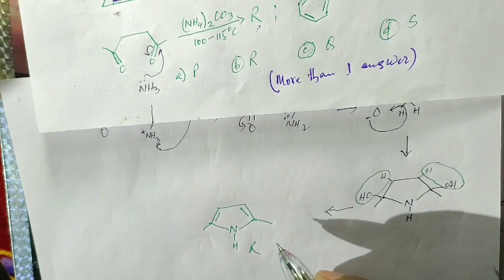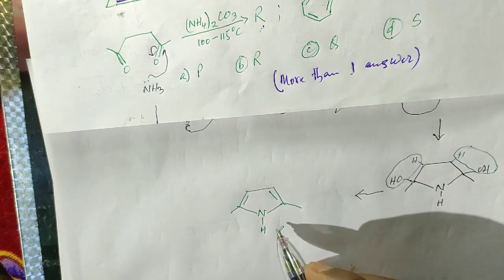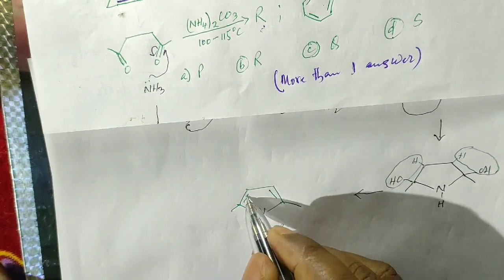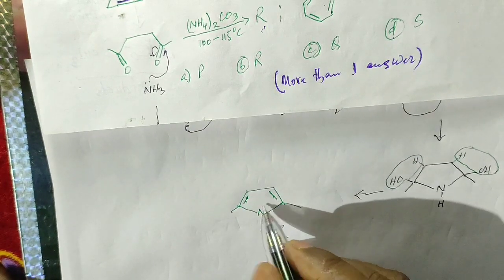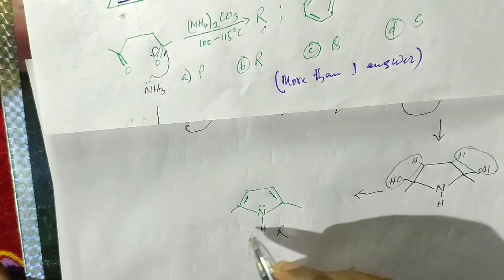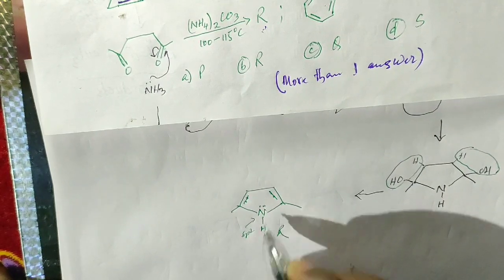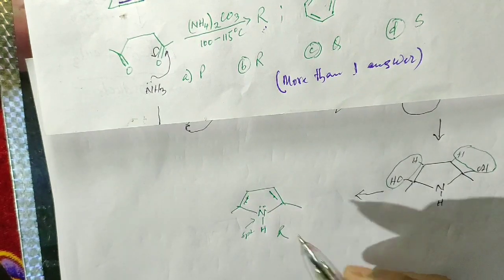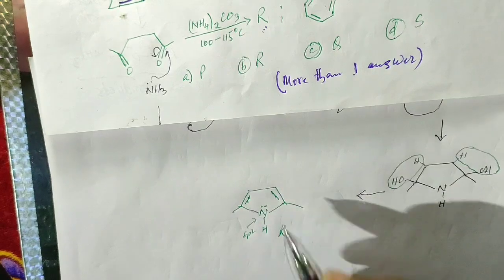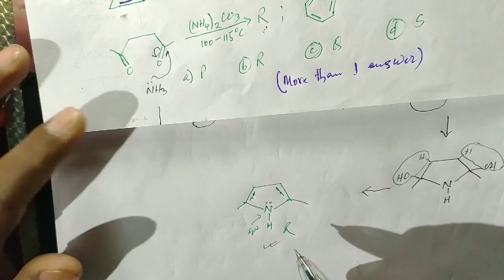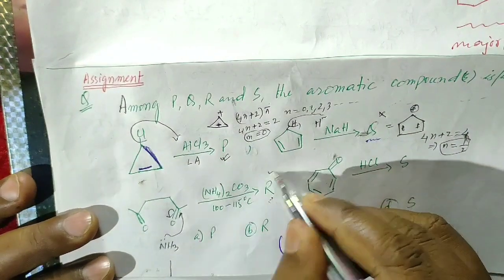Now let us check whether this is aromatic or not. These 4 electrons are pi electrons. This is a lone pair of electrons. This carbon atom is sp2 hybridized. So this is methyl substituted pyrrole. Okay, so pyrrole is aromatic in nature. So our R is also aromatic in nature.